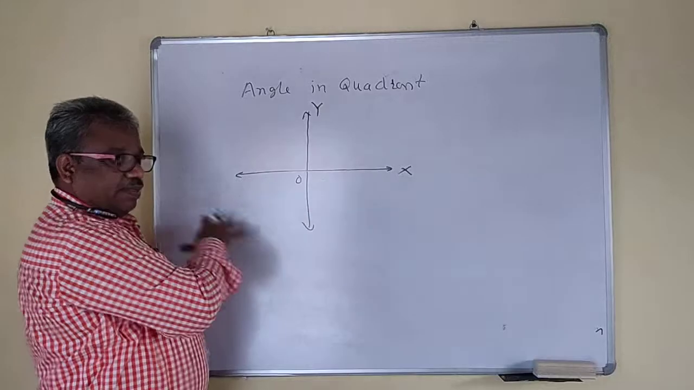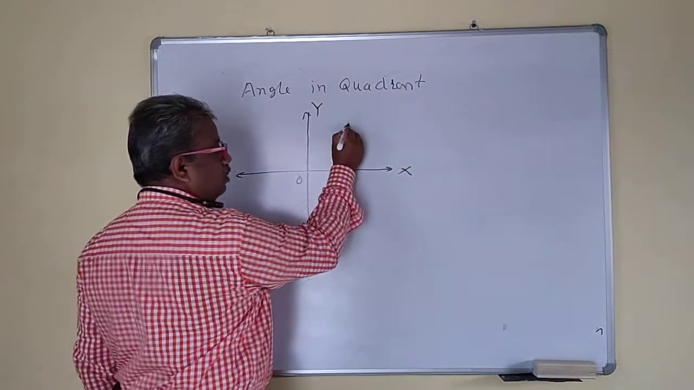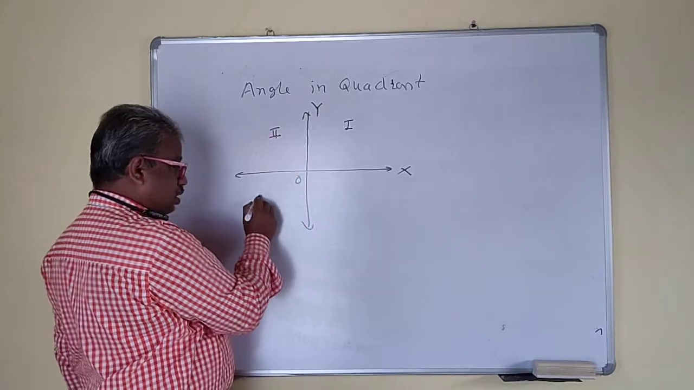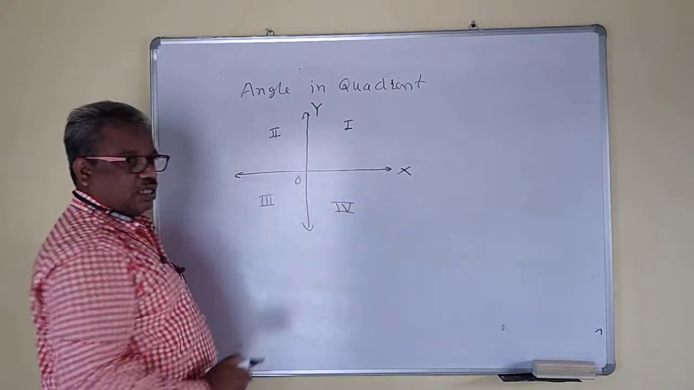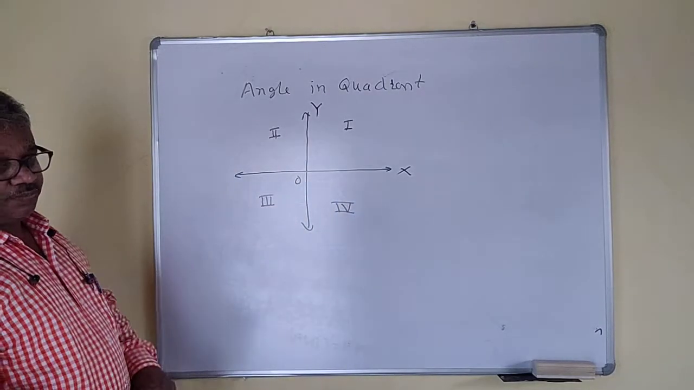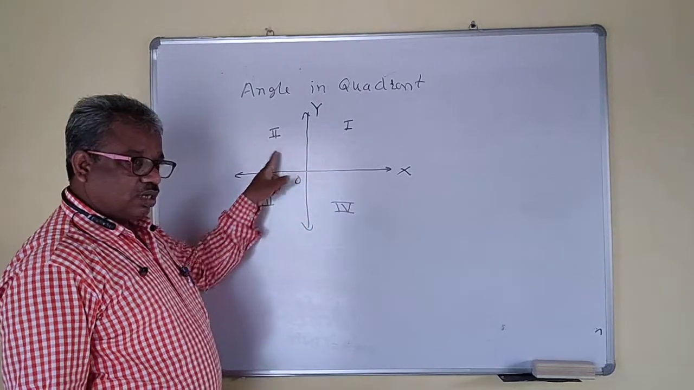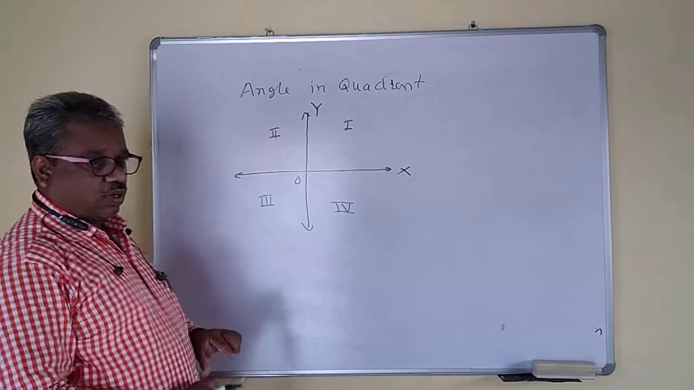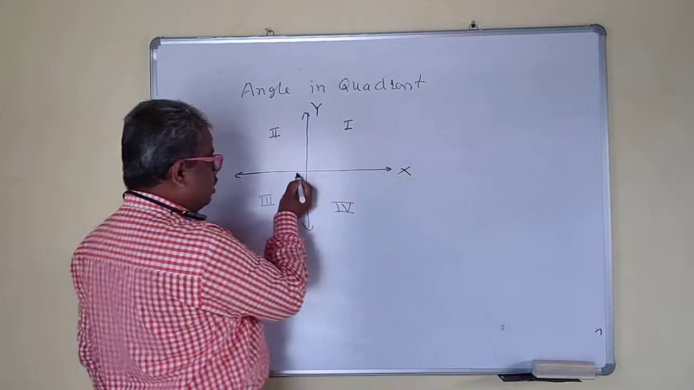your plane is divided into 4 parts, right? So this is the first part, this is the second part, this is the third part, and this is the fourth part, right? Each part is called a quadrant, right? So this is called the first quadrant, this is called the second quadrant, this is called the third quadrant, and this is called the fourth quadrant.